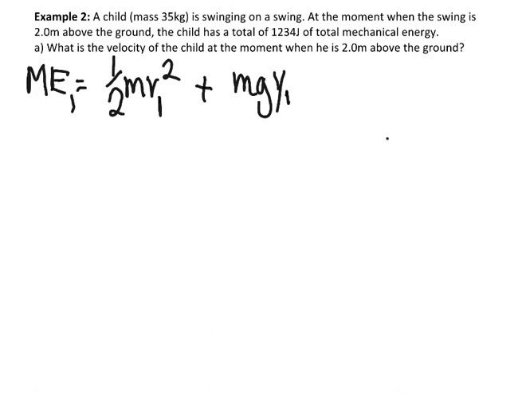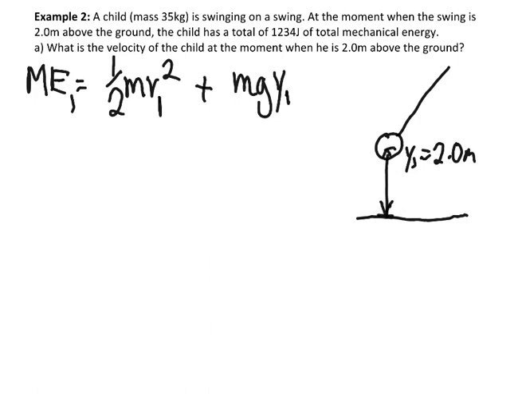So this is really looking at a V1 and a Y1 here. I could draw a little picture of this. So here's the kid, there's the swing, and at this moment in time, their Y1 is 2 meters above the ground. So that height right there is 2 meters. And we know the mass of the child is 35 kilograms. We also know their mechanical energy, which is 1,234 joules. And we're trying to solve for their velocity. So we want to know V1.